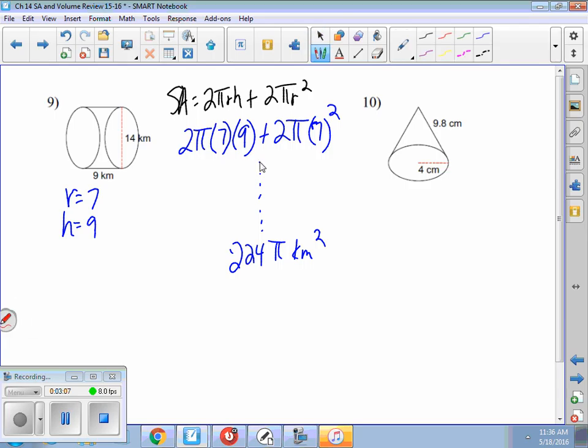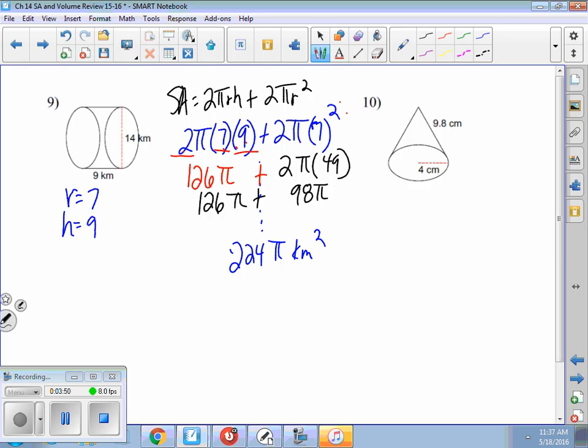What do we multiply together here? 2, 7, and 9. 2 times 7 times 9. What does that give us? Yeah, this is 126 pi plus, we have to do the exponent first, guys. So 2 pi times 49. 7 squared is 49. So that ends up becoming 98 pi. And then we add it to the 126. That's how we get 224.